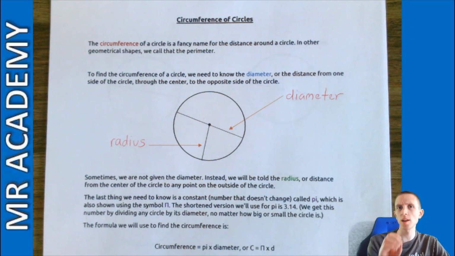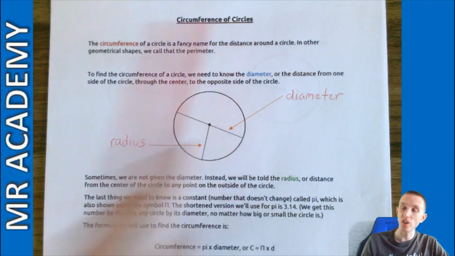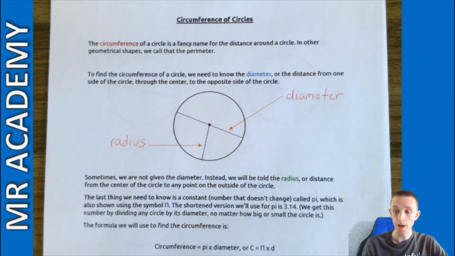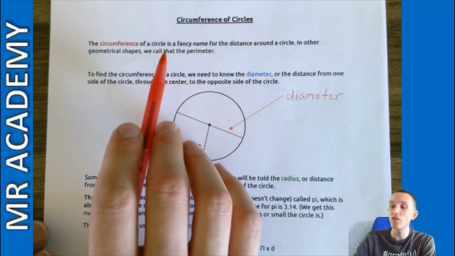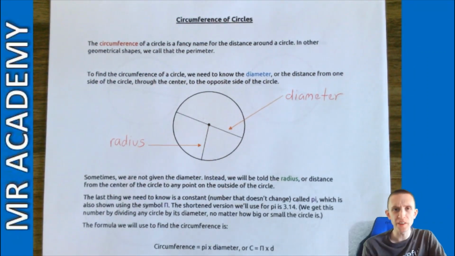But the important thing to start with here, we're going to talk about the circumference of circles, and the area of circles. Today's video is just talking about circumference. Okay? What is it and how do we find it? So the circumference of a circle is just a fancy name for the distance around a circle.